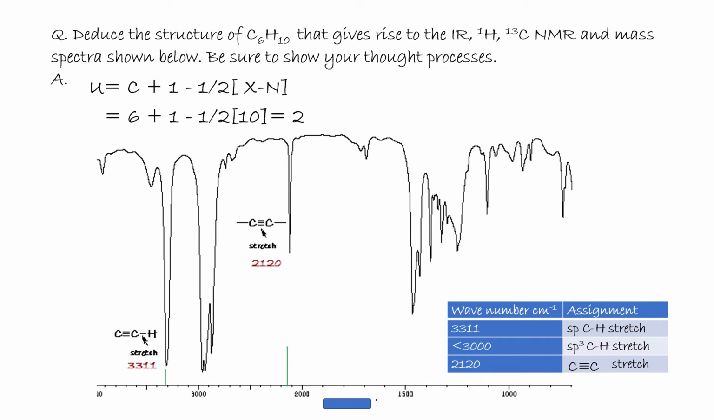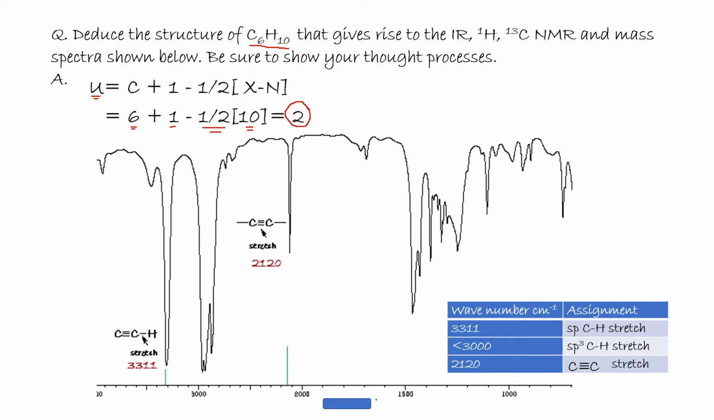Deduce the structure of C6H10 that gives rise to the IR, proton, carbon-13 NMR and mass spec shown below. Be sure to show your thought process. Well, the first step is calculation of the unsaturation number: C plus 1 minus half X minus N. 6 for carbon plus 1, half monovalent element X, 10 hydrogen, makes the unsaturation of 2.